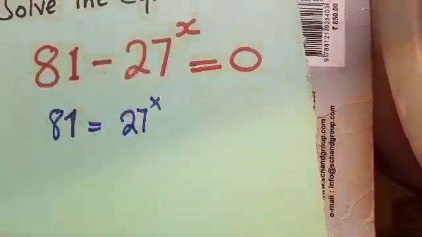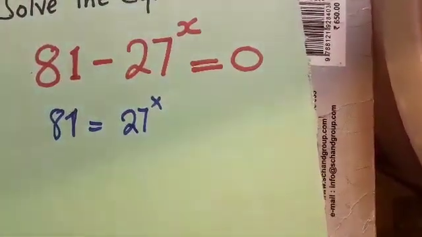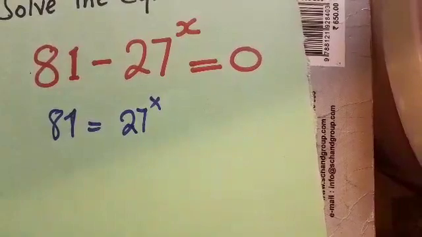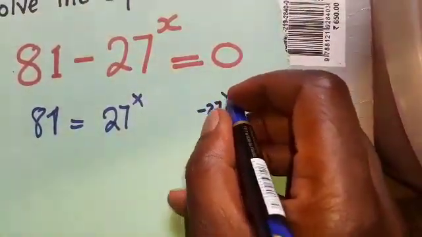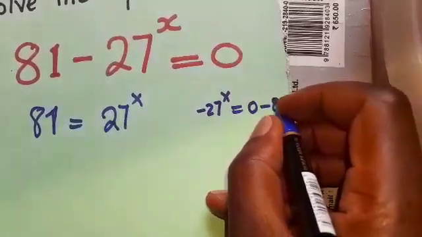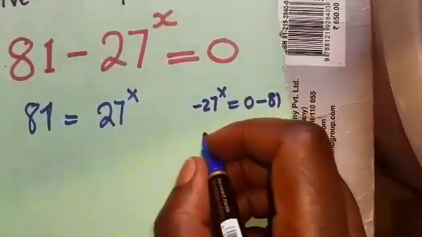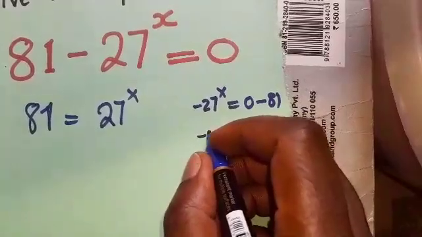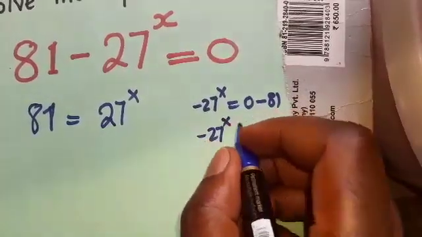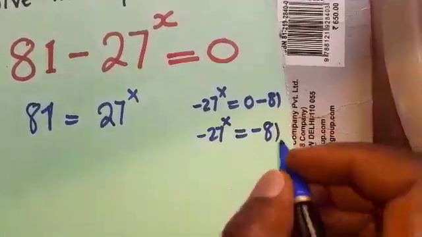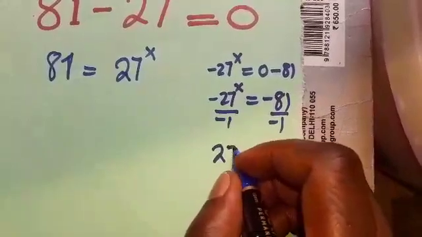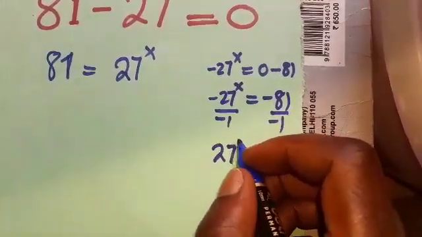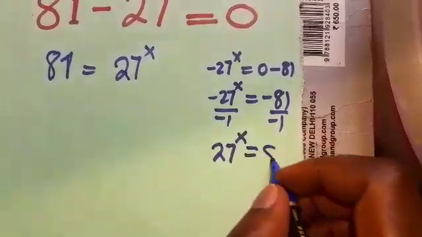If you want, you could just push this one to the other side, because 0 is just 0. It won't change anything. What I'm trying to avoid is the situation where you have negative 27^x is going to be 0 minus 81. This is what I know maybe most of us will have wanted. Then we have negative 27^x, and this is going to be negative 81 here. So you can divide by negative 1, divide by negative 1. Then you end up with 27^x is equal to 81.